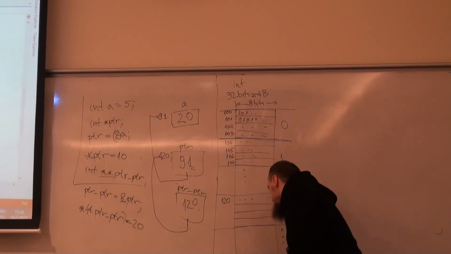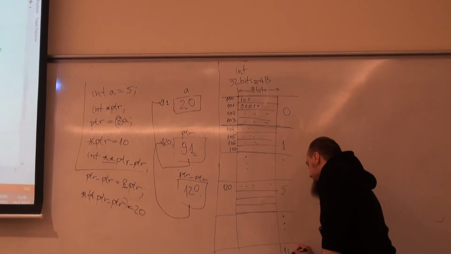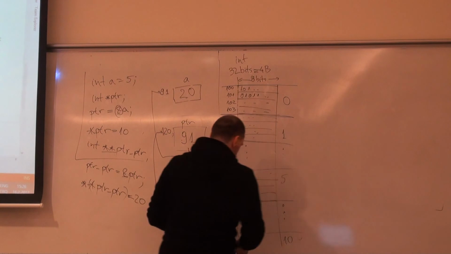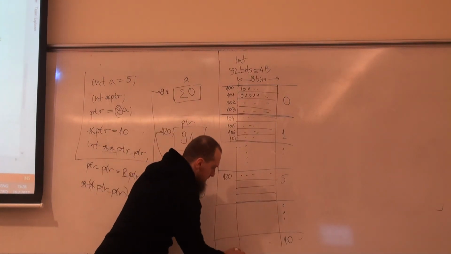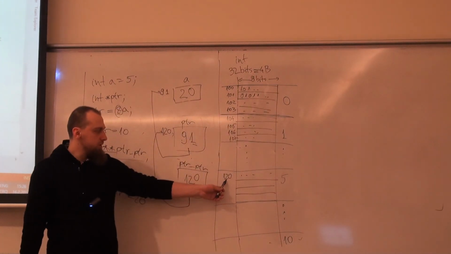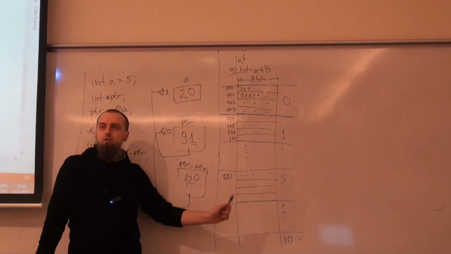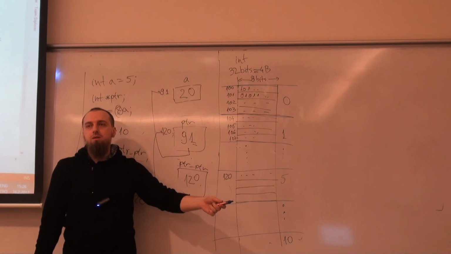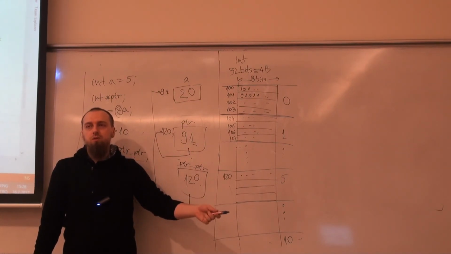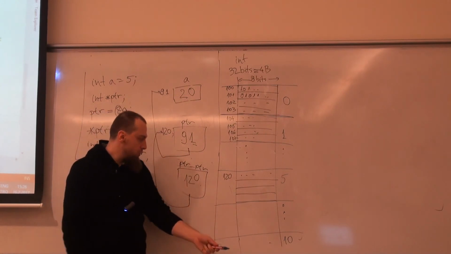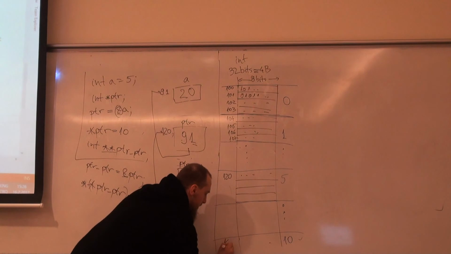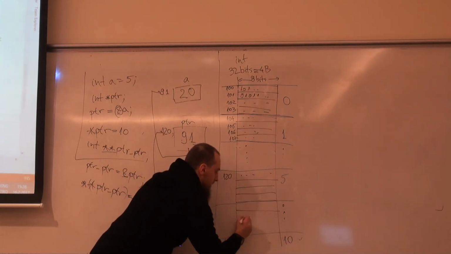Now tell me, what is the start address for index 10 of the array? So 120 is 5. 124 is 6. 128, 7. 132, 8. 136, 9. 140 is what? Is index number 10.